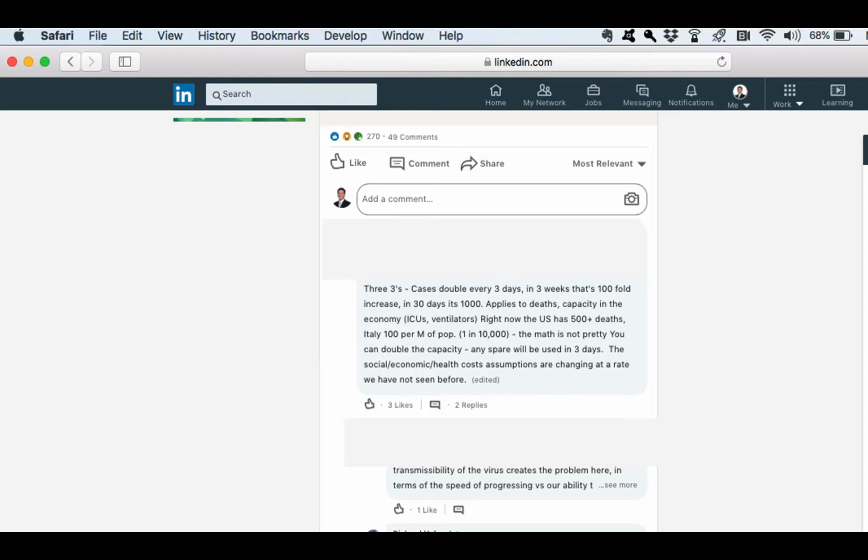Now, doubling every 3 days, mathematically, that means 26% growth day on day in the number of cases. So let's have a look at whether that is actually the case or not.